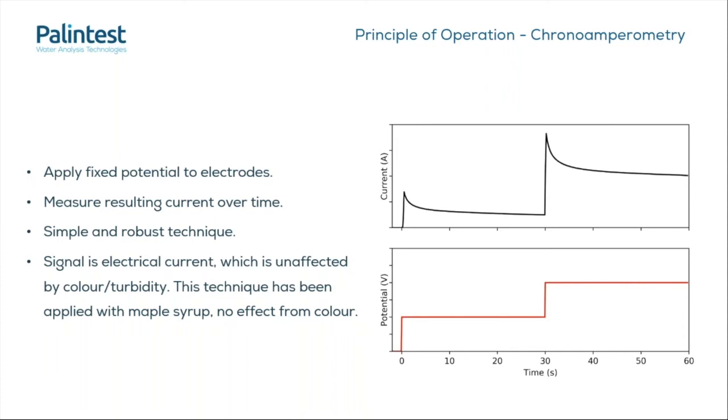Basically, the larger the magnitude of that current, the larger the concentration of the analyte. So this is a very simple, very robust technique. It's been used for many, many years. A real key property of this is that the signal is electrical current, which is completely unaffected by color or turbidity. In fact, we've used this technique with customers in Canada, using maple syrup, which, as you can imagine, has a pretty strong color, and the technique was unaffected by this color. So it's a real testament to how good chronoamperometry is compared to, say, photometry, for turbid solutions.